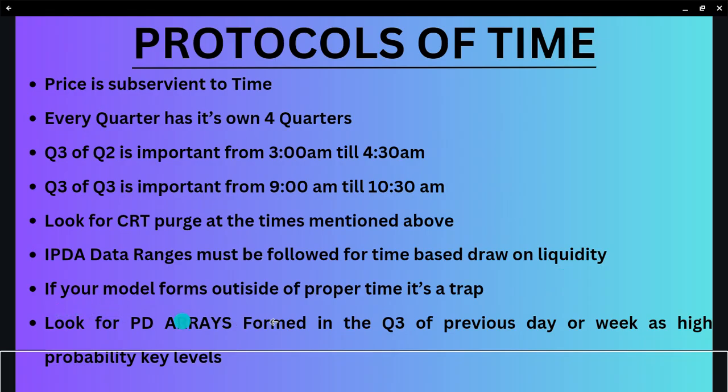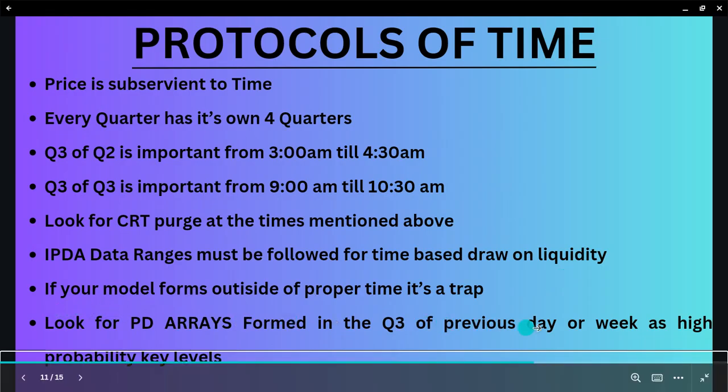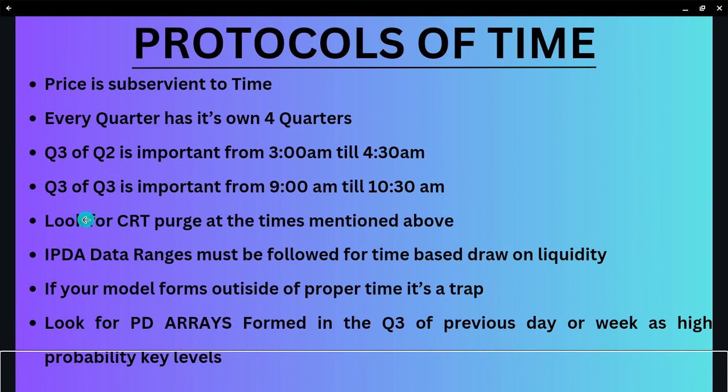And look for PD arrays formed in the Q3 of previous day or week as high probability key levels. Read that once again, the last point of this slide. Look for PD arrays formed in Q3 of previous day or week as high probability key levels.